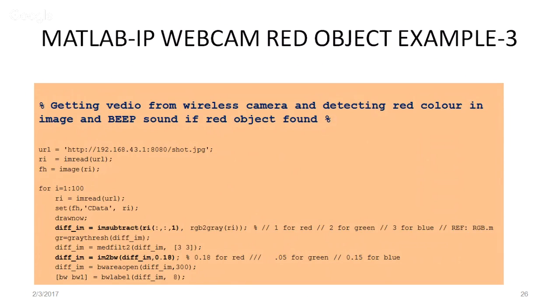There are some other techniques with which you can also get yellow, brown, black, or white, whatever color you want to get. There is some other basic algorithm, but for basic, we will use 1 for getting a red object. After that, you have to put your threshold value over here so that you can easily extract your image. For experiment purposes, I have written 0.18 for red color, 0.05 for green, and 0.15 for blue. Please put it and try it yourself.